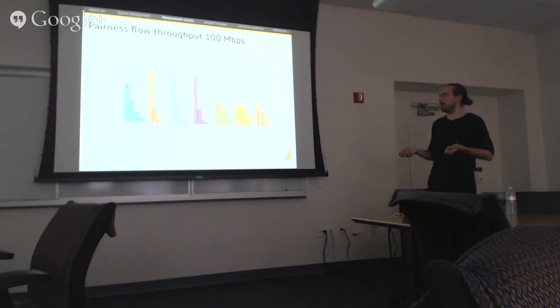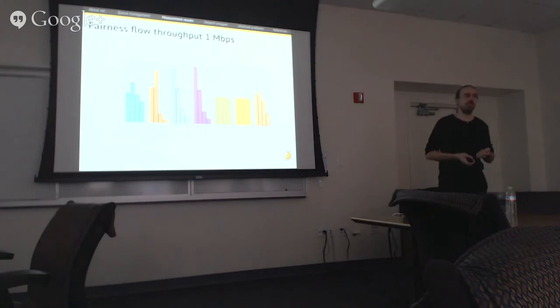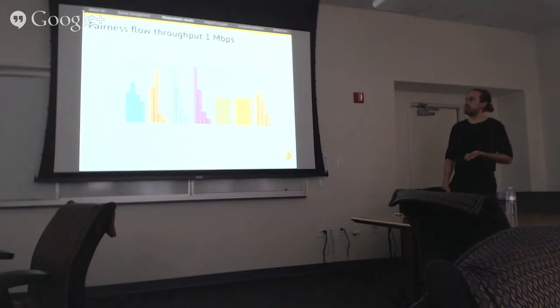And then at 1 megabit per second, you see a bit of the same behavior. Here, as I said before, the fairness queuing algorithms actually can keep up and keep the fairness quite even. And then you see this weird thing where some of the algorithms actually get lower throughput for the 10 millisecond round trip time flow. And I don't really know why, other than, it's a bit weird.